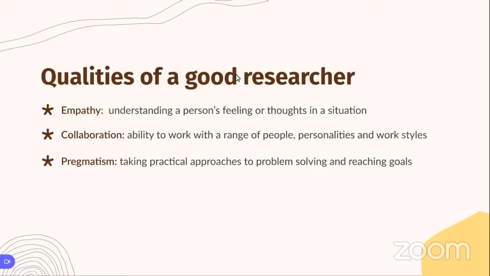Okay, we should also talk about the qualities of a good researcher, because there are soft skills, so to say, that you should have in order to do this work well. First is empathy. Empathy is understanding a person's feelings or thoughts in a situation. When I talk about empathy, I always like to separate it from sympathy. Empathy takes a lot more imagination and careful listening than sympathy.